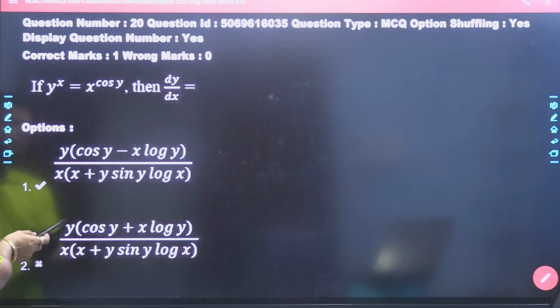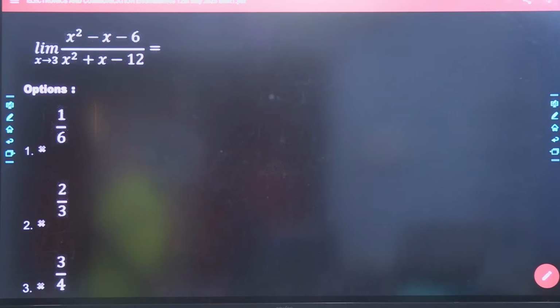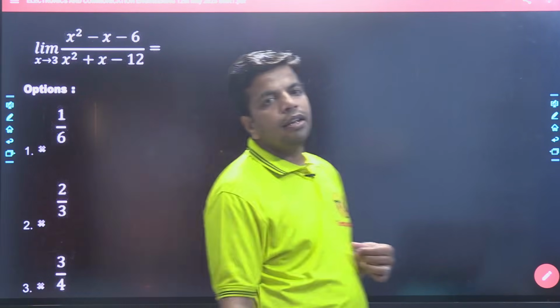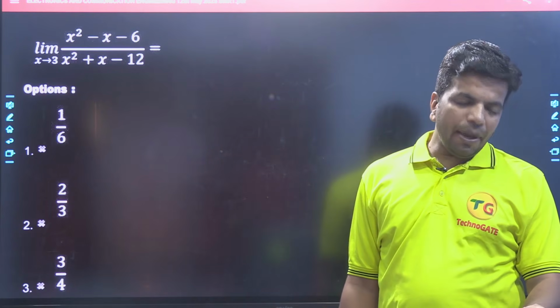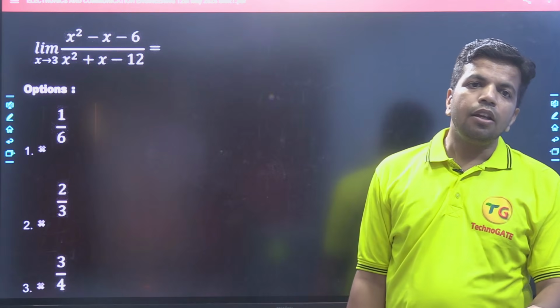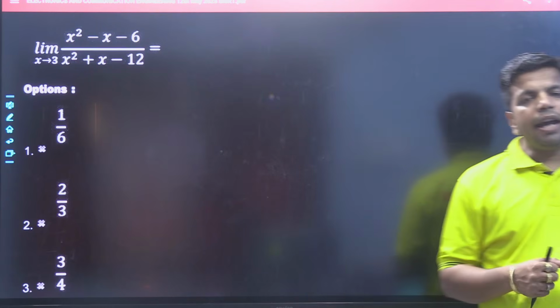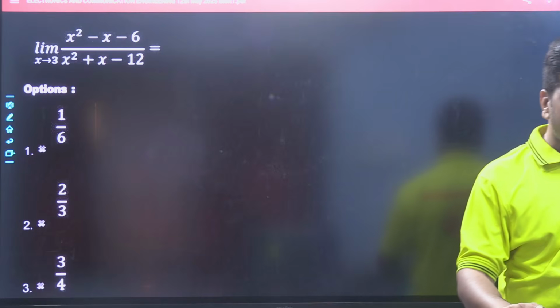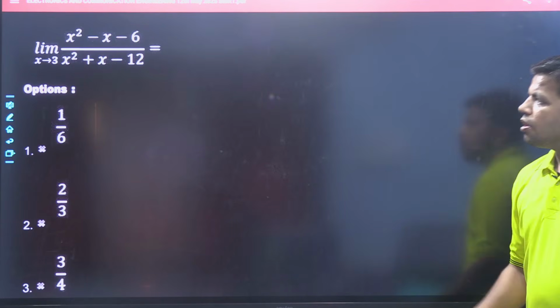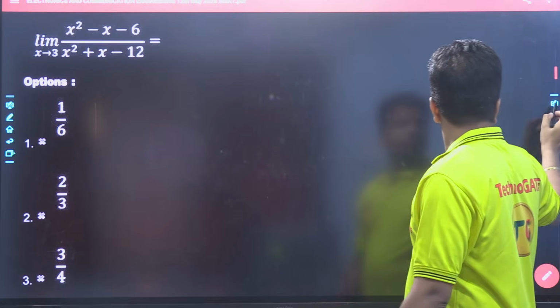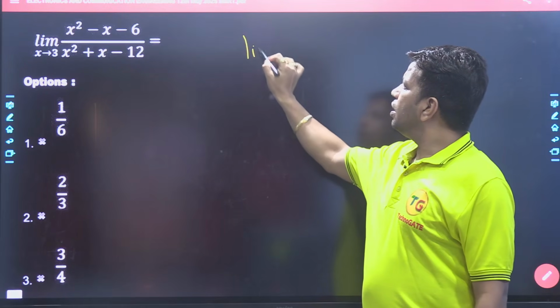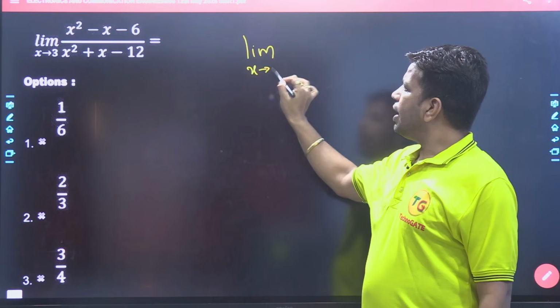Let's now see the next question: x square minus x minus 6 divided by x square plus x minus 12. We need to take the limit as x tends to 3.